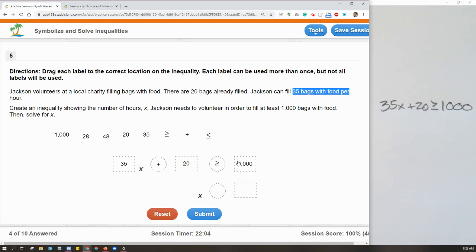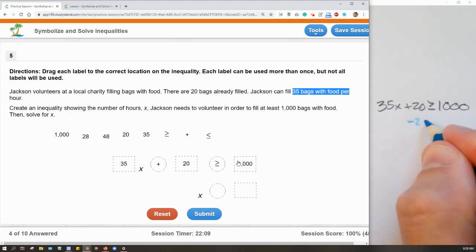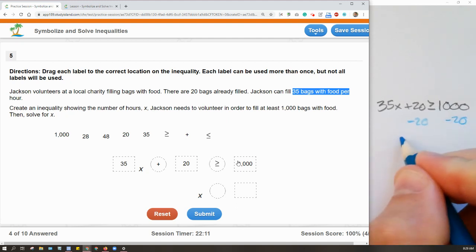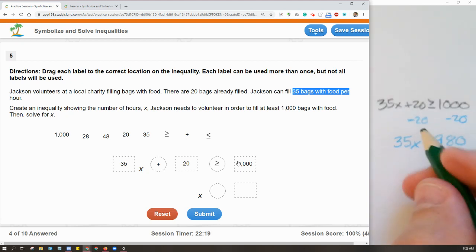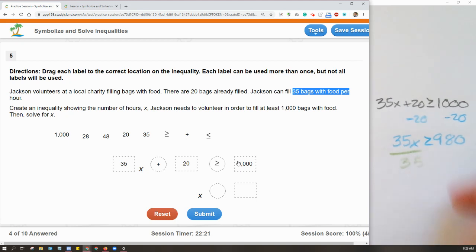So we can go ahead and solve that inequality by subtracting 20 from both sides. Subtract 20 from both sides, and you get 35 times the number X is greater than or equal to 980. And then finally, we divide both sides by 35, and we get X is greater than or equal to 980 divided by 35. So 980 divided by 35 is one of these.